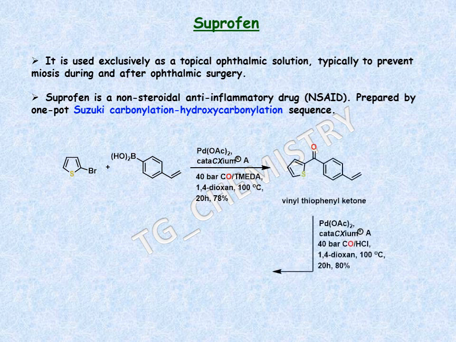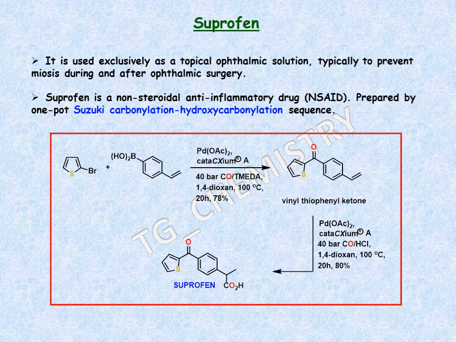thiophenyl ketone. So this phenyl thiophenyl ketone, under a similar set of reaction conditions, only with a change in media, going from basic to acidic, that is in presence of HCl, under similar kind of conditions, gives the 2-aryl carbonyl propionic acid derivative, which is commercially known as Suprofen. So this is the synthetic strategy for Suprofen.